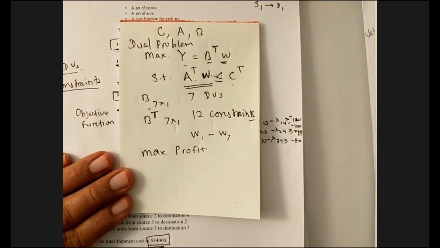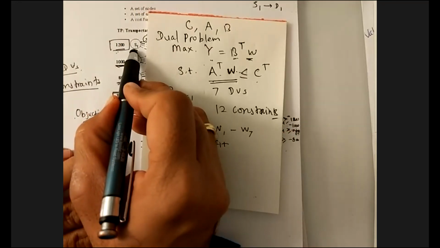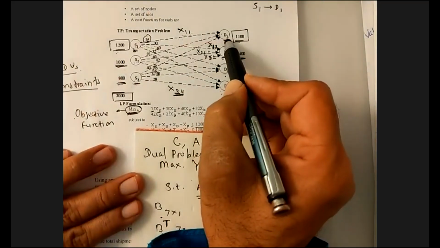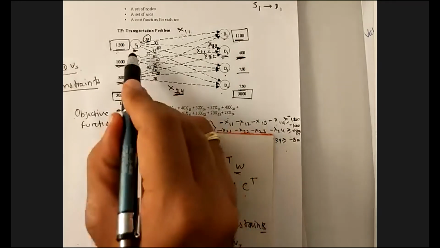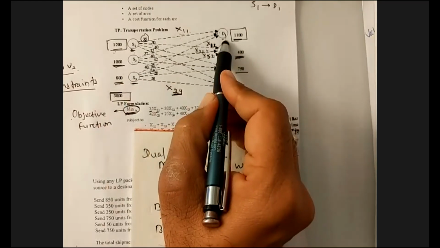You're trying to maximize your profit by buying some goods over here, okay, and selling some goods over here at this destination. Okay, so you're a different entity now. The dual problem is a problem from a different entity's perspective. And that mysterious entity, let's call it some firm. It's a firm that buys the stuff here and sells the stuff over here.